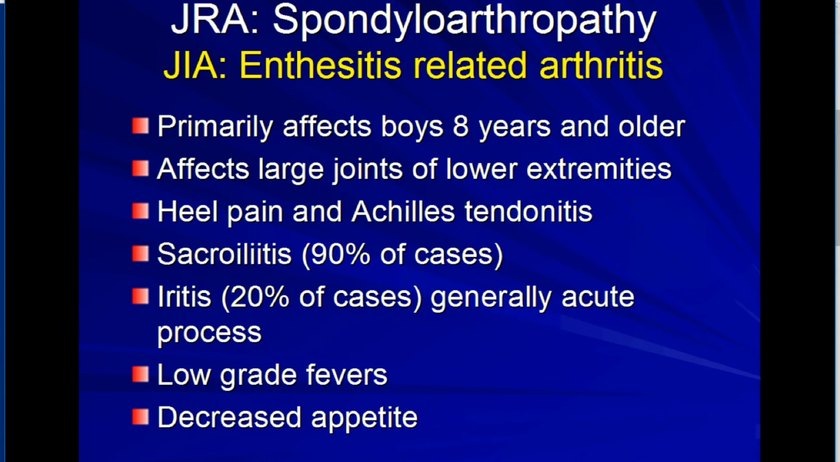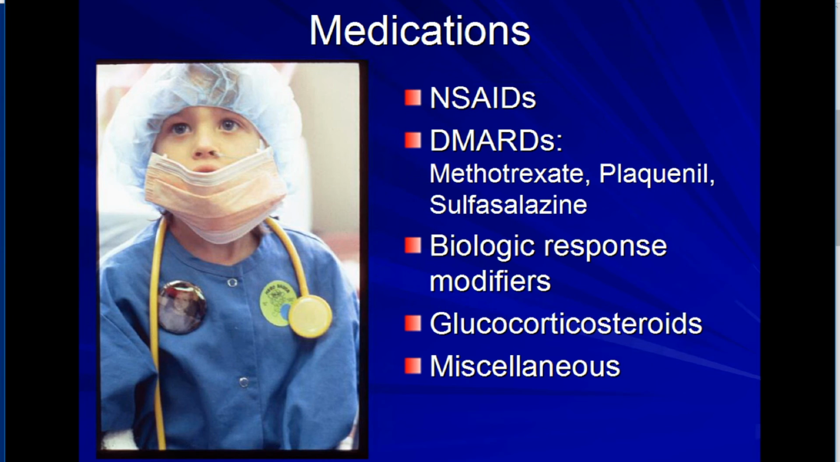So usually boys 8 years and older. Large joints of the lower extremities. They may have heel pain, Achilles tendonitis. 90% have sacroiliitis. 20% have iritis. They have low-grade fevers, decreased appetite. So these guys usually just don't look great, and you can't really tell why. And they're usually complaining of either back pain or sort of like pelvic pain.